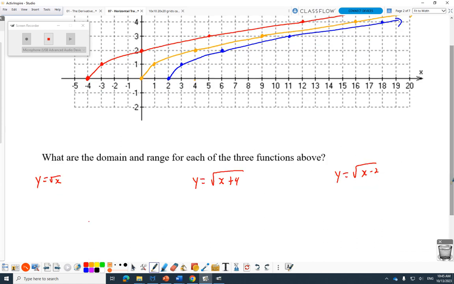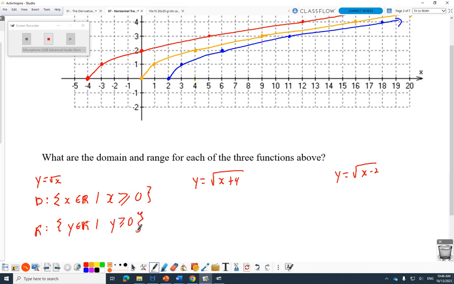Domain of root x. Are all x's allowed for root x? Anything above or including 0. So when you say above 0, that's that. I normally do the line underneath it. Yeah, right. Greater than or equal to 0. And the range is also, it's just one. y element of reals such that y is also greater than or equal to 0.